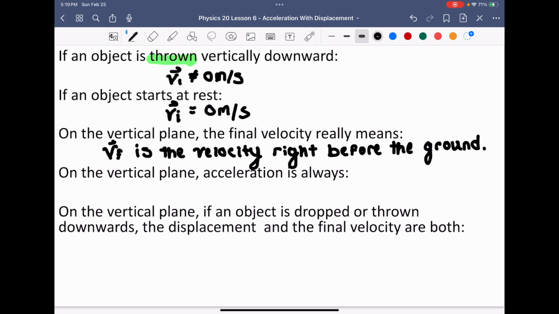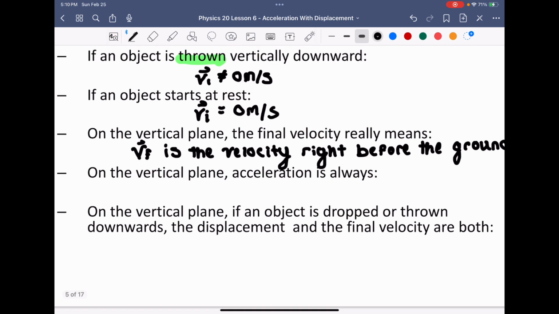There we go. On a vertical plane, the acceleration is always, okay, so we're going to put A is equal to, well, if it's in the vertical plane, we're always going to say that this object is in free fall unless it's being acted on by some external force. But in this case, it's not. These objects are just going to be free falling throughout space. So we're just going to say this is negative 9.81.